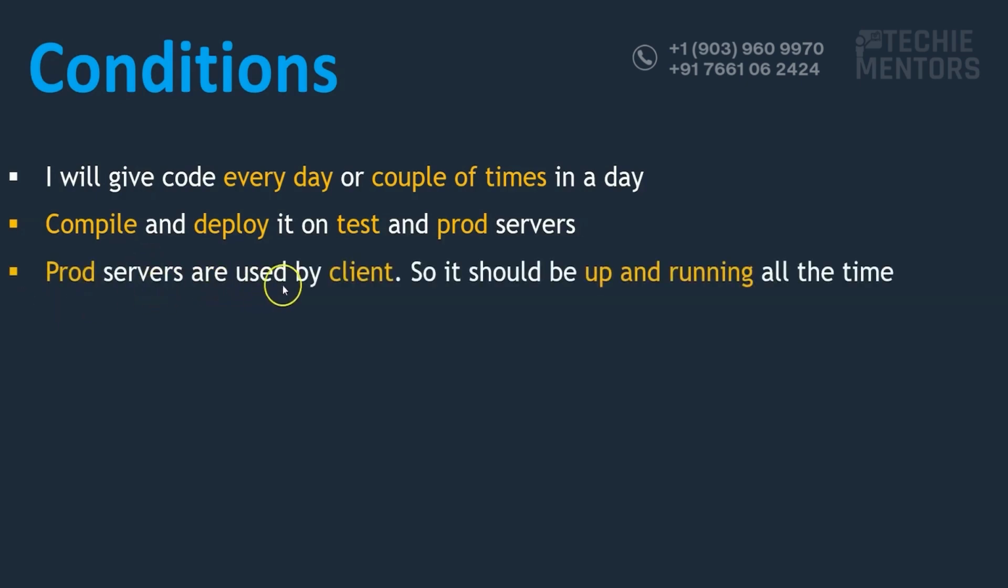Next, prod servers are used by clients, so they should be up and running all the time. This is one of the biggest problems. If I am deploying this code, that code may or may not work on production systems, and if it is not working, it is difficult for our clients. I should take care to deploy only working code over here because clients are using it, and it should be up and running all the time. To achieve these three conditions, we need to do some activities or some automation before copying the developer's code onto the server. Let's understand with the diagram.